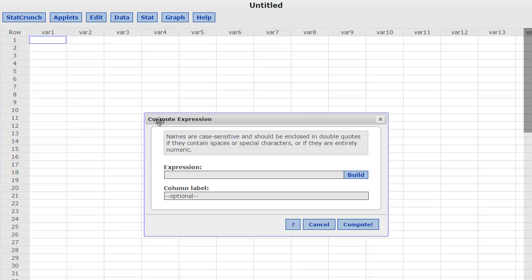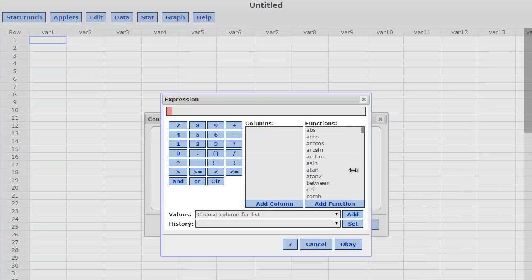Okay, so what I have now is the ability to compute an expression. And so I'm going to go ahead and build that expression. So I'm going to hit build. Okay, and the function that I need is the square root function. So I just clicked on the absolute value function and I'm going to type S, and that's going to take me down to the S's. And so I'm going to scroll down until I get to square root. Now, this S actually showed up here, so let's backspace to get rid of that. And now I'm going to add the function square root.